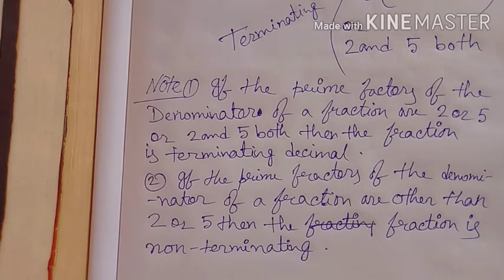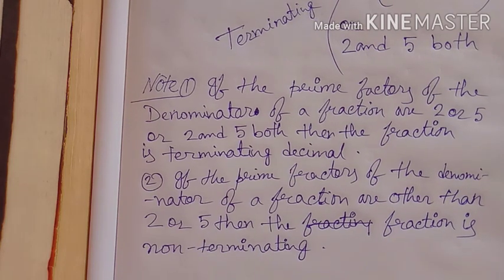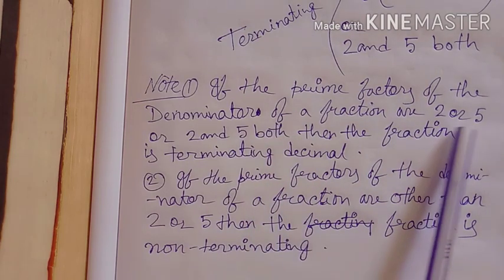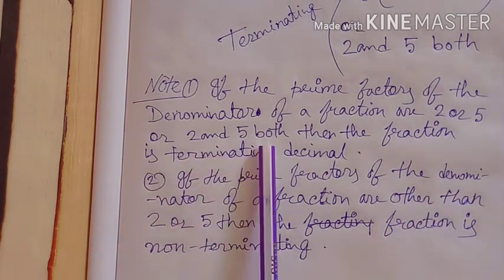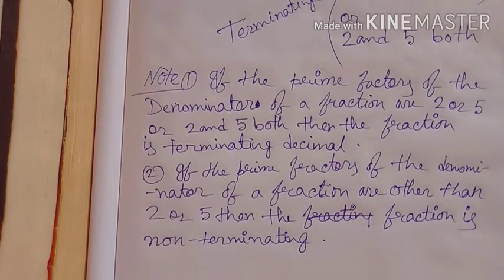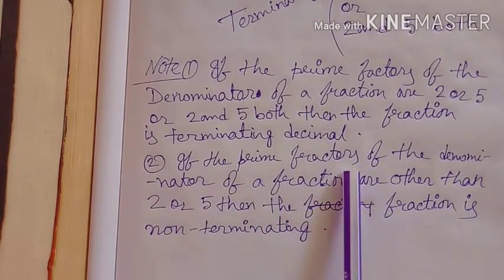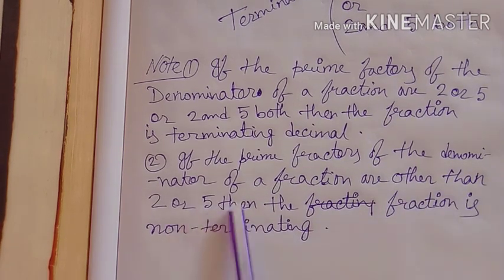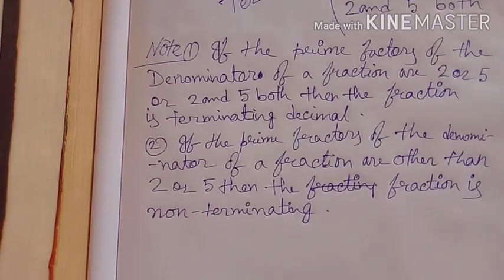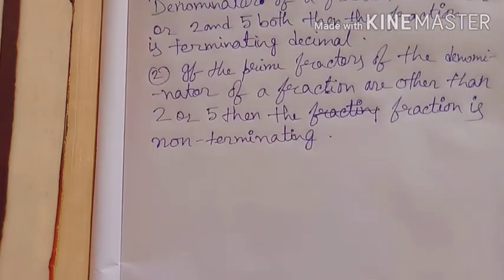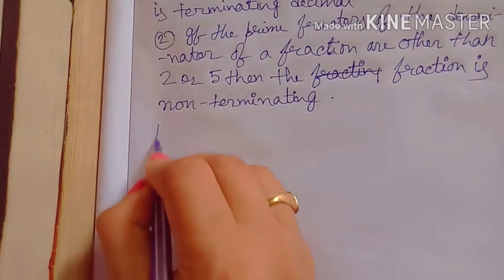Let's see two notes. Note 1 states that if the prime factors of the denominator of a fraction are 2 or 5 or 2 and 5 both, then the fraction is a terminating decimal. And note 2 states that if the prime factors of the denominator of a fraction are other than 2 or 5, then the fraction is a non-terminating decimal. Let's see some examples.